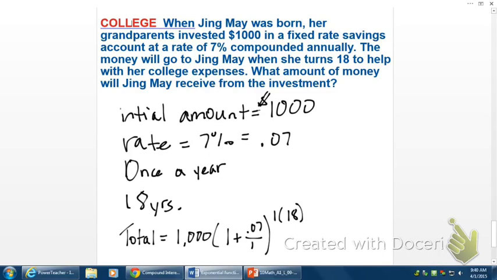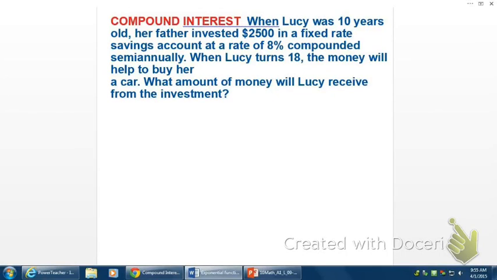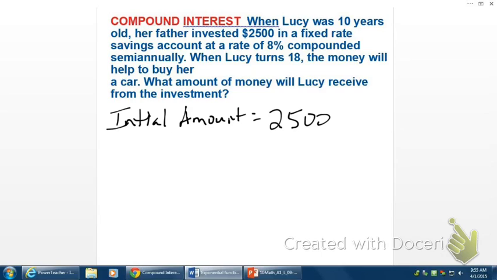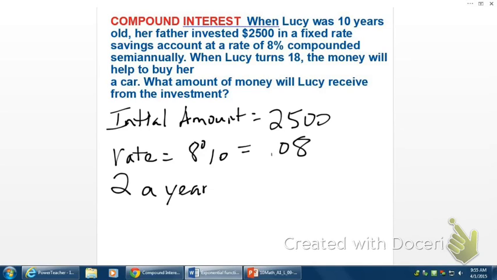I'll tell you, the really easy thing is, first off, they're not going to give this to you. They're not going to give a question to you. Let's write down some of this information. So we got initial amount of $2,500. Okay. We got the rate of 8%. Remember, always, always, always change that to a decimal. Instead of 8%, it's going to be 0.08. Okay? Compounded semi-annually. That's twice a year. Semi-annually means twice a year.